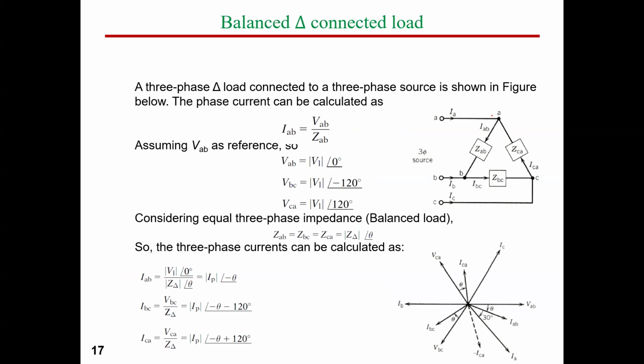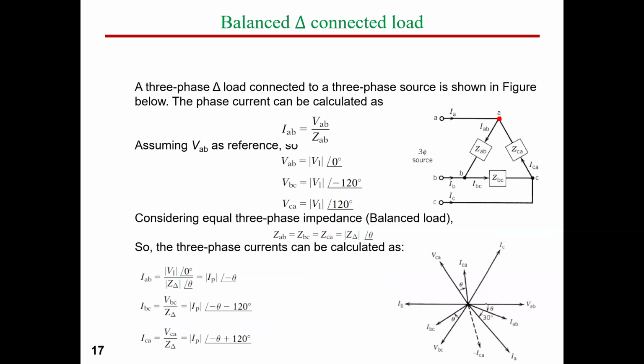We can say here IAB, which is I phase, equals VAB divided by ZAB. So this is going to be I phase. And after calculating I phase, you can get the I line. How can I get I line? Simply apply Kirchhoff current law here. So we can say IA plus ICA equals IAB.